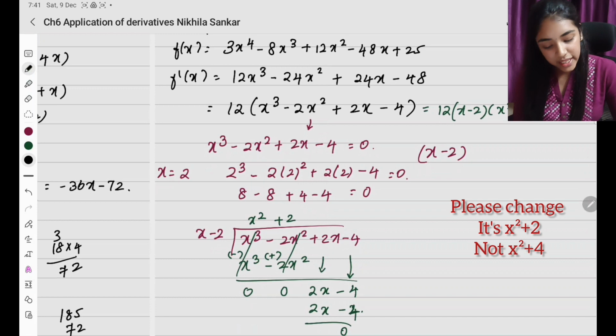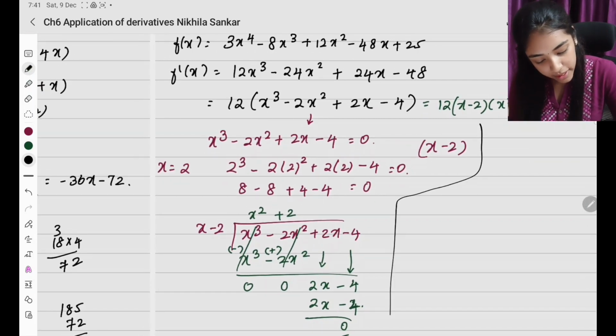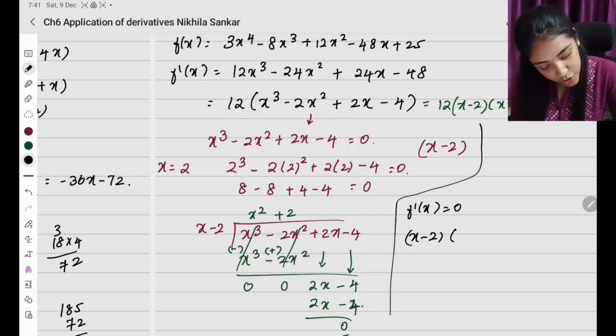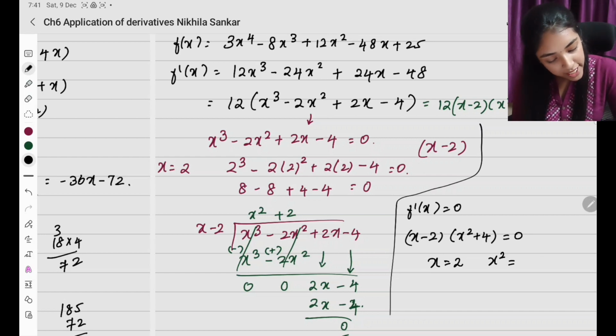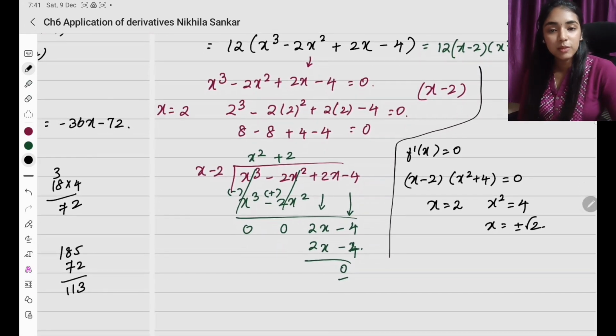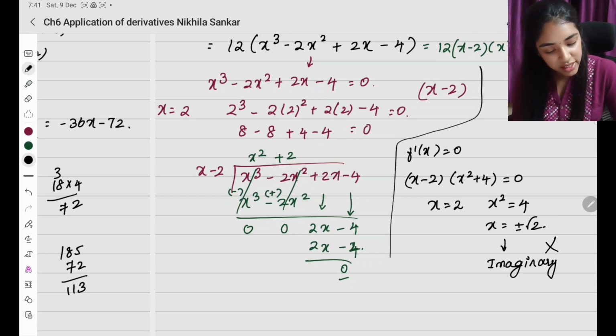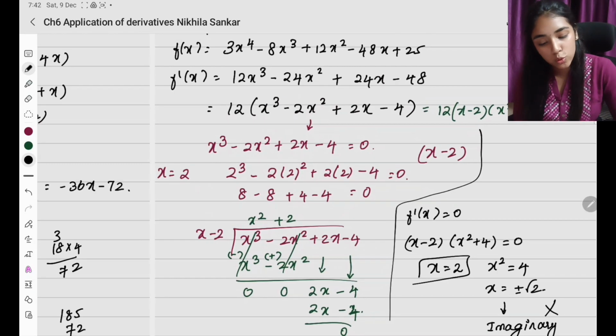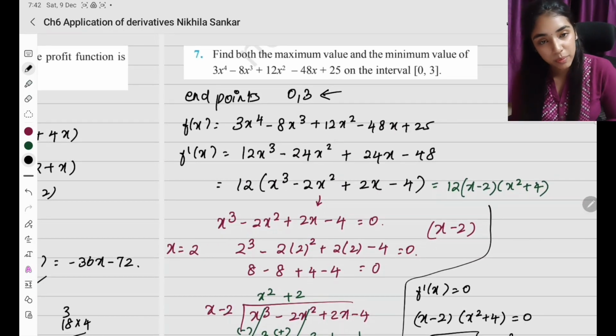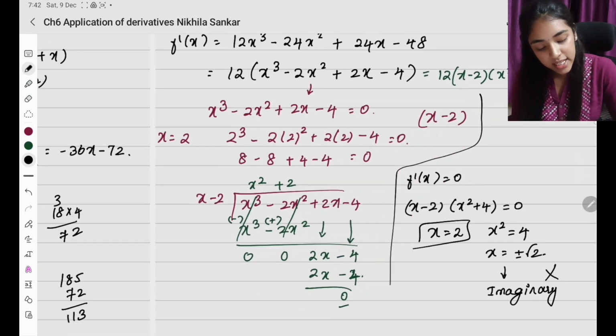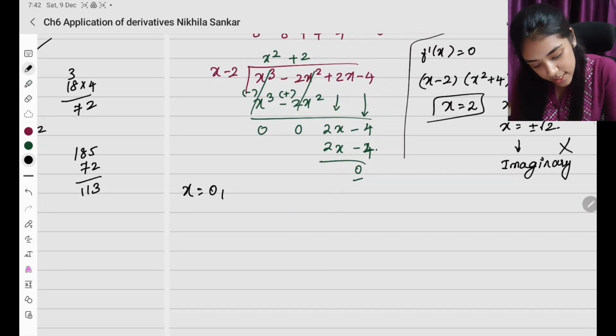Okay. I equate my f dash of x to 0. I'll solve the remaining question here. When I equate f dash of x to 0, I have x minus 2 times x square plus 4 equals 0. So I get x equals 2 and x square equals minus 4, which means x equals plus or minus root minus 4. But when we are dealing with maximum and minimum values, this cannot be imaginary. So since it's imaginary, you can reject this. So my only critical point is going to be 2. And I also have my endpoints. Add those. So the x values are 0, 3, and what did you just get? 2. So x equals 0, 2 and 3.